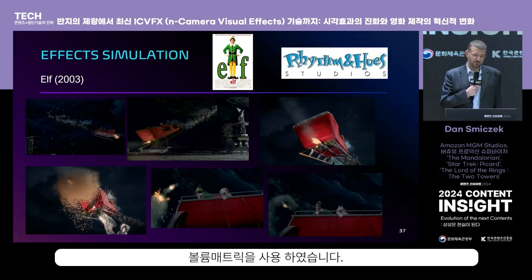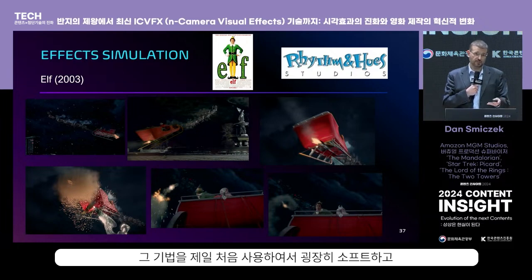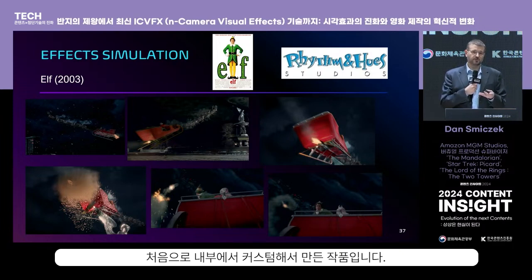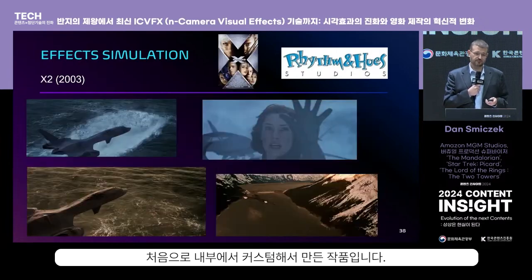So Rhythm and Hues was building their volumetric renderer, the thing that would make smoke and things like that. This was the very first use of their in-house volumetric renderer. Again, custom software. At the time, we thought it looked great, but it's pretty soft. There's not a lot of detail to it. But it was that first use of something in-house, custom created.